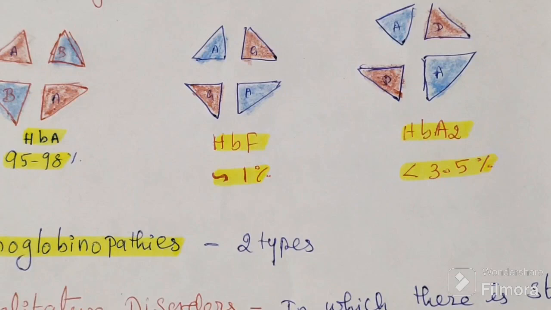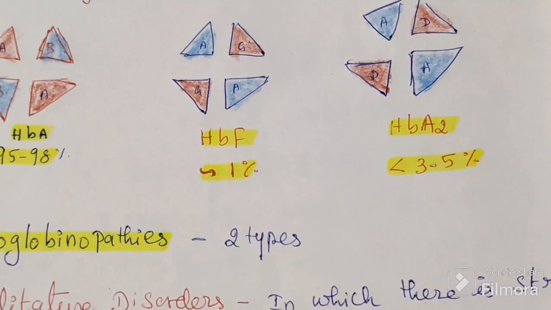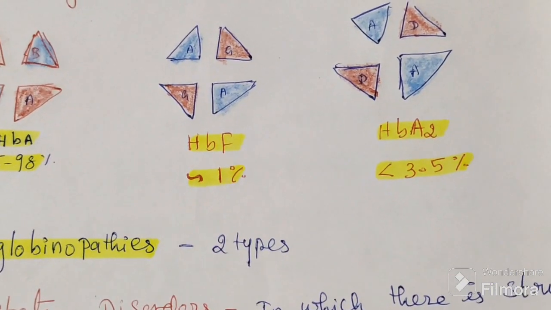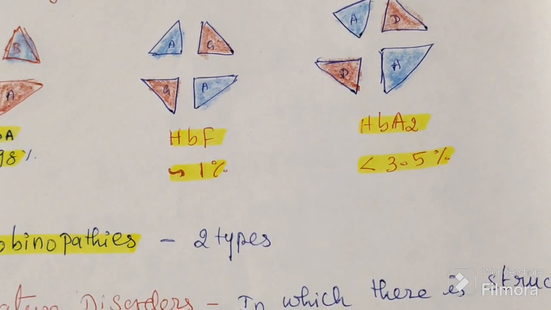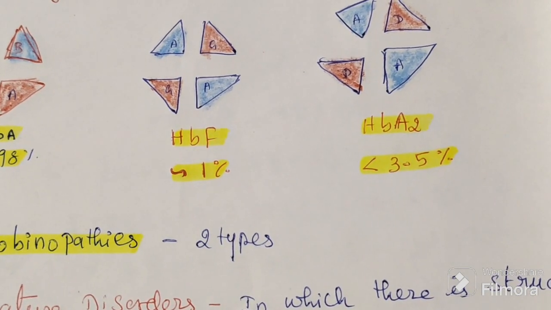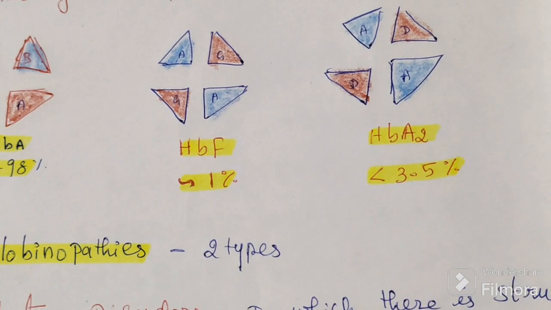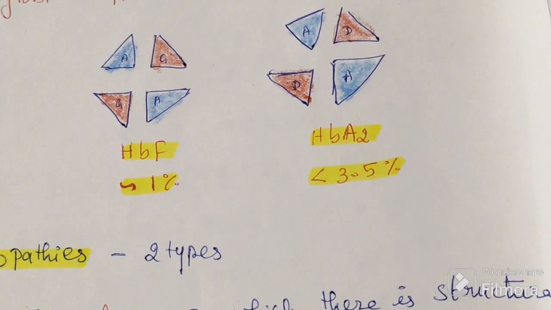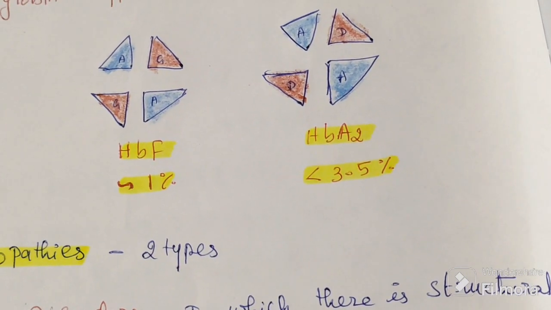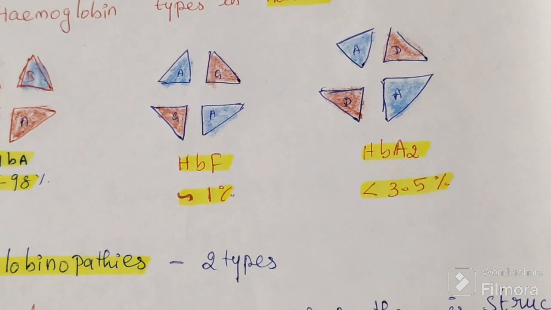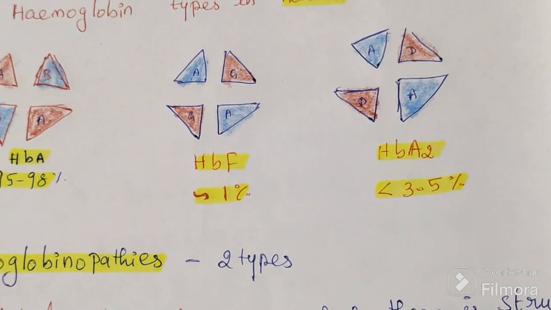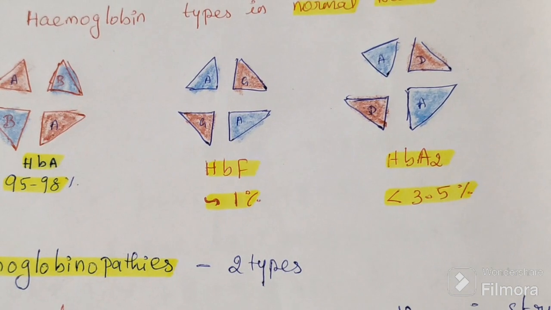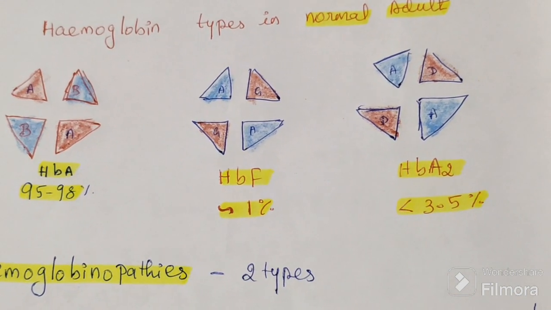The concentration of HbF, hemoglobin F, is nearly 1 percent or less than 1 percent. The concentration of hemoglobin A2 is less than 3.5 percent. So these are the 3 types of hemoglobin, along with their structure and their concentration in the human body.